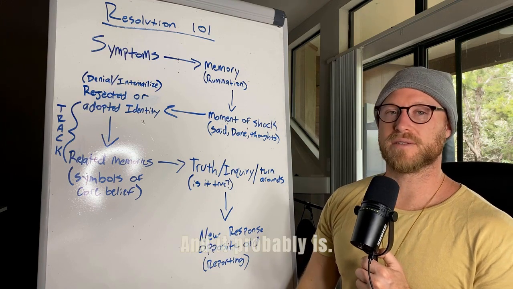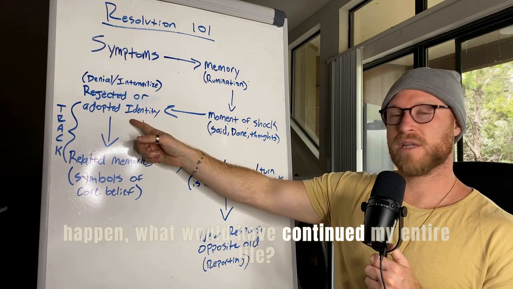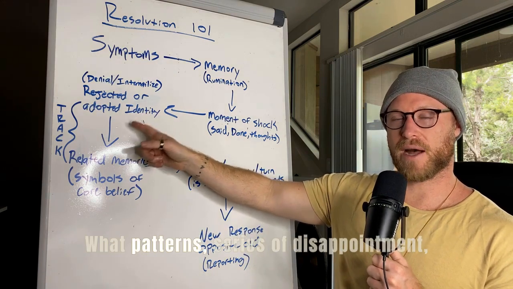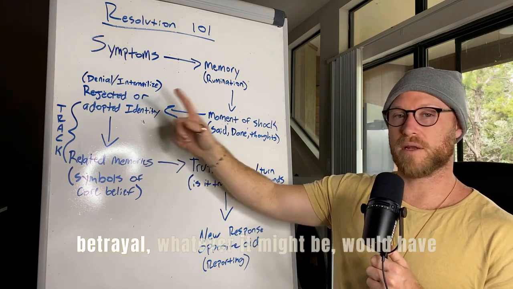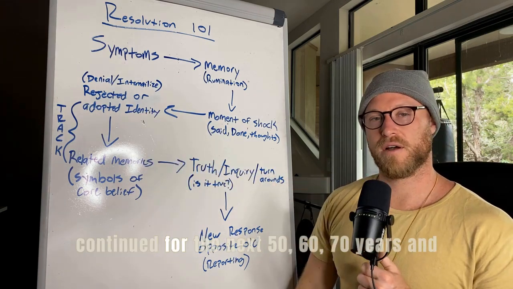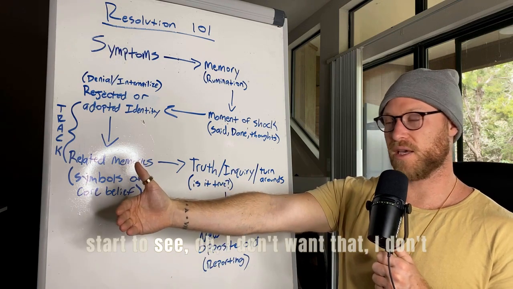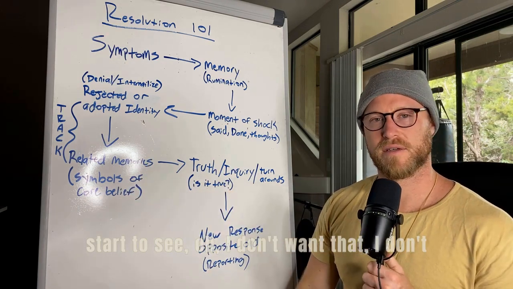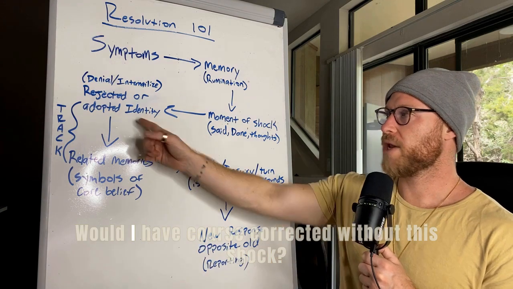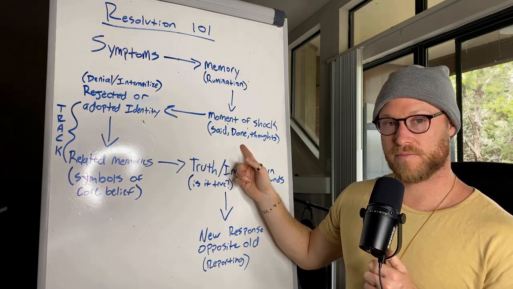And it probably is. Take a moment there and ask, if this didn't happen, what would have continued my entire life? What patterns, series of disappointment, betrayal, whatever it might be, would have continued for the next 50, 60, 70 years? Look at your life for a moment and just start to see, oh, I don't want that. Would I have course corrected without this shock?